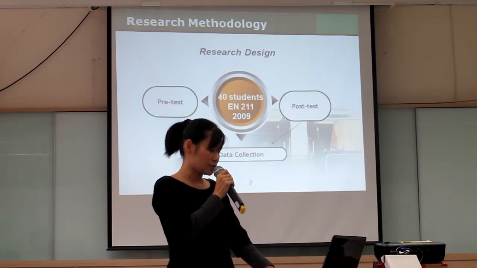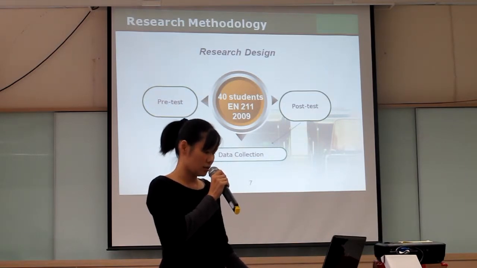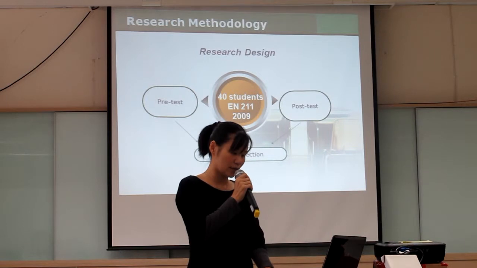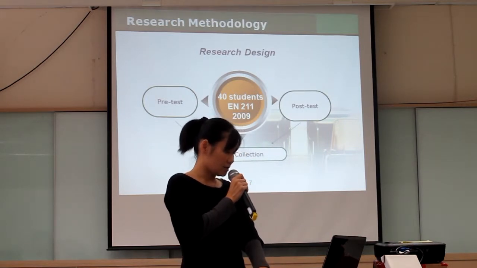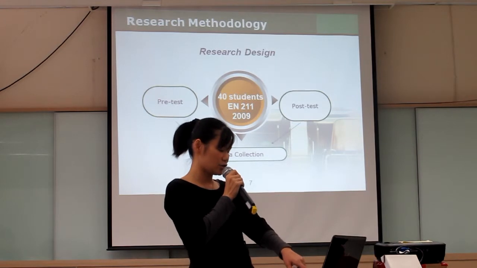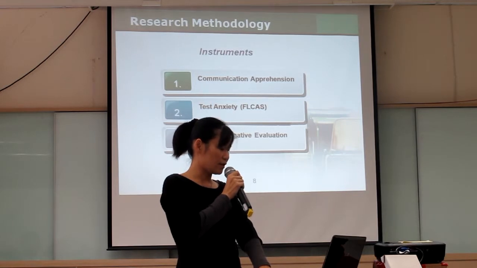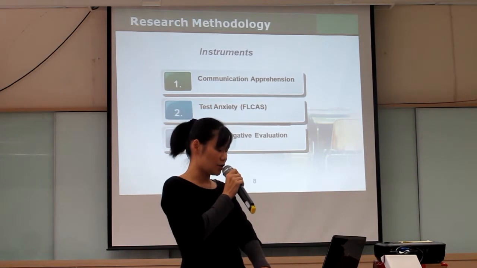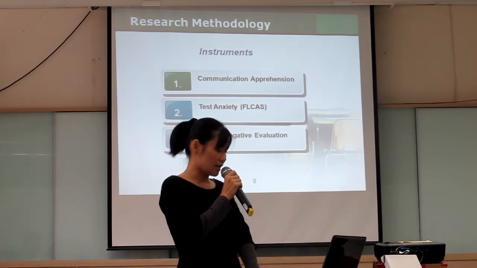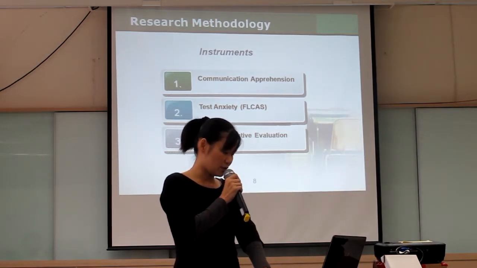Research methodology, research design. There are 40 students in an English class, 211, in 2009. And the researcher is doing pre-test and post-test and analyze and do data collection and do the analyze. And instruments. There are 3 instruments to measure the anxiety. First is communication apprehension. Second, test anxiety. And the fear of negative evaluation.